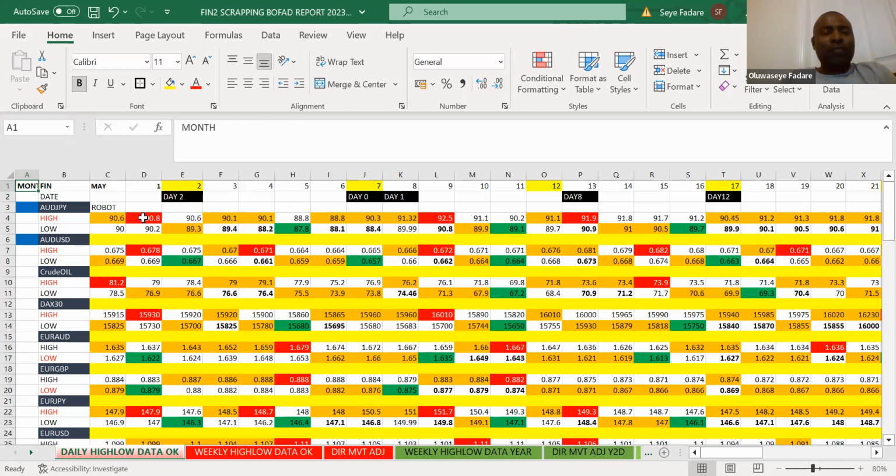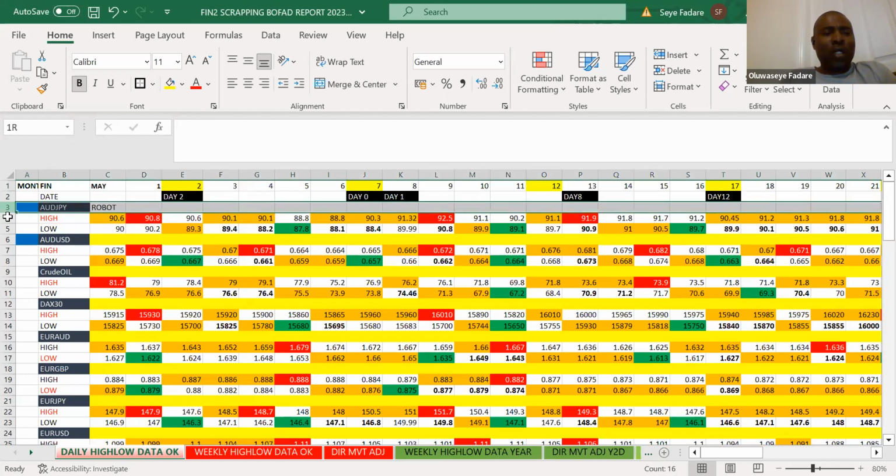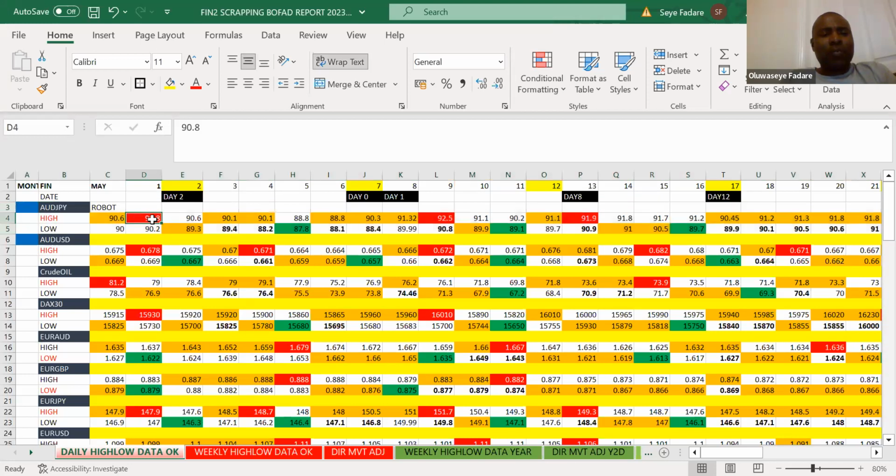Let's use AUDJPY as an example. This is the column for AUDJPY that I highlighted here. As you can see, it's showing the high as 90.8. The next day is 90.6, which is lower than 90.8, so the coloring moves down to the lower part. The low is now the trend.